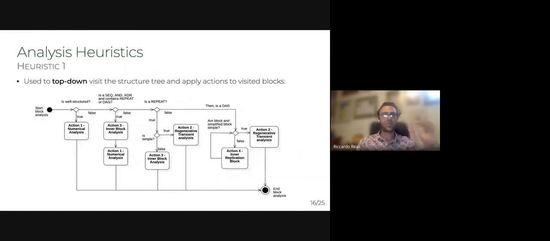Once actions are defined, we consider three different heuristics that combine them in different ways. In heuristic one, we apply numerical analysis to well-nested structures that don't contain repeat or DAG blocks. Whenever they contain repeat or DAG blocks, action three is applied to the considered block, followed by action one. If the block is a repeat block, the regenerative transient analysis is applied only when the block is not too complex. Otherwise, the inner block analysis is applied. Finally, if the block is a DAG block, we apply a regenerative transient analysis if the block is simple enough. Otherwise, we iteratively apply the inner replication until the block is simple enough to be analyzed with some action.